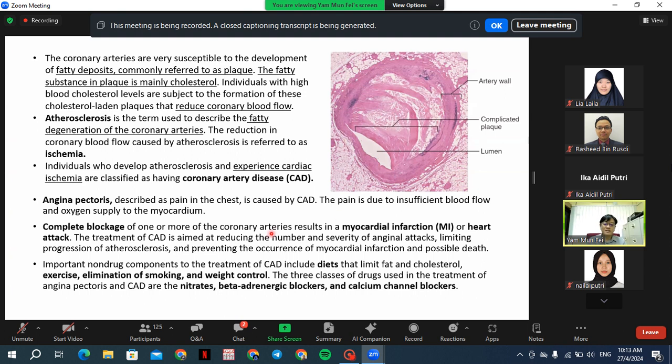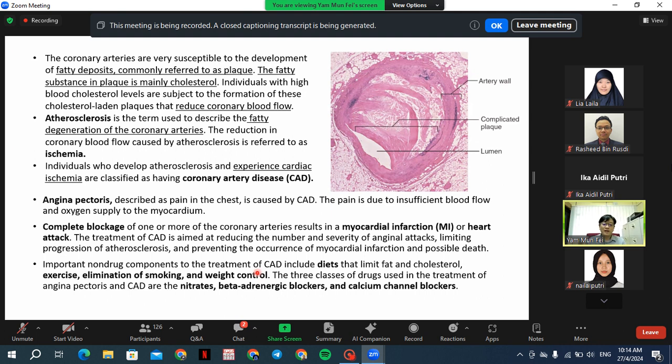So this condition will normally result in myocardial infarction, meaning that there's no blood supply to your muscle. We call it myocardial infarction, and in this condition we call it a heart attack. Heart attack and angina pectoris also have some differences. Heart attack is more serious. Heart attack is myocardial infarction. Angina pectoris is just like chest pain.